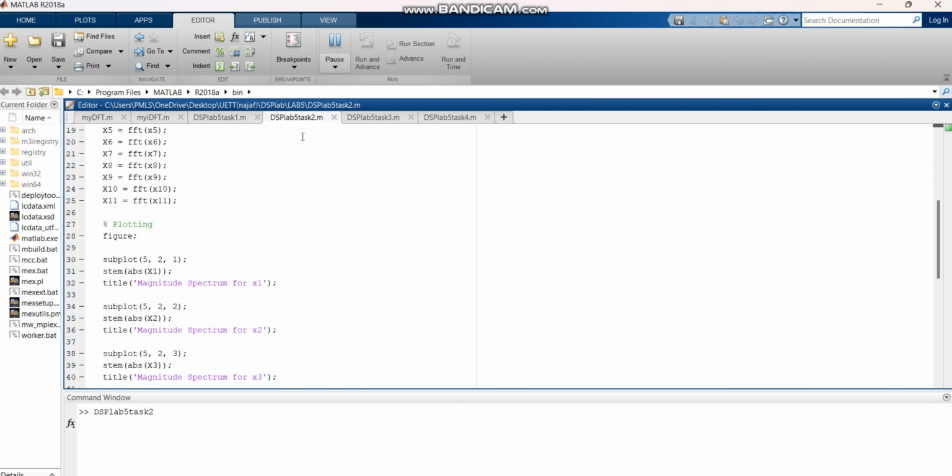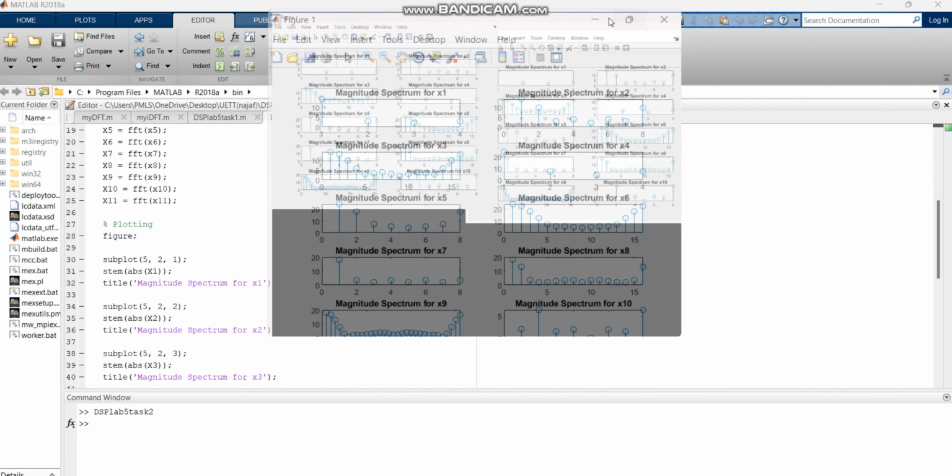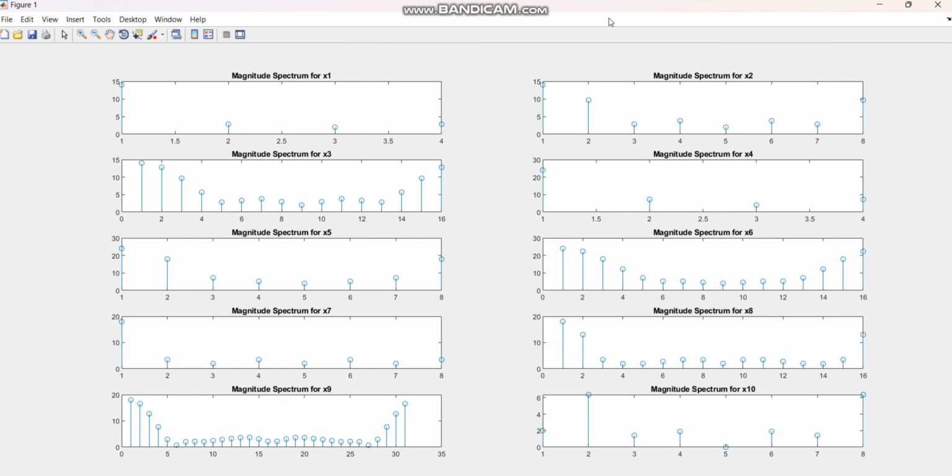So when we run this code, here we observe a magnitude spectrum for all the 11 signals. This code essentially visualizes the frequency content of each input signal by plotting its magnitude spectrum. After computing the fast Fourier transform, the magnitude spectrum provides insight into the distribution of frequencies present in each signal.